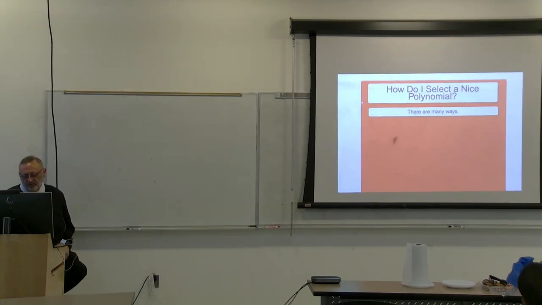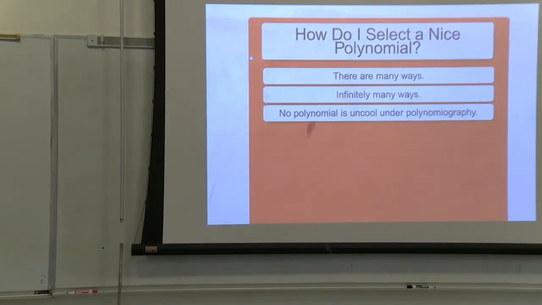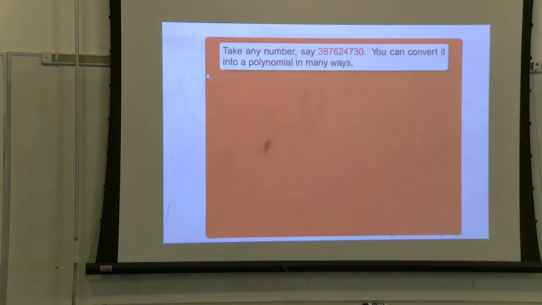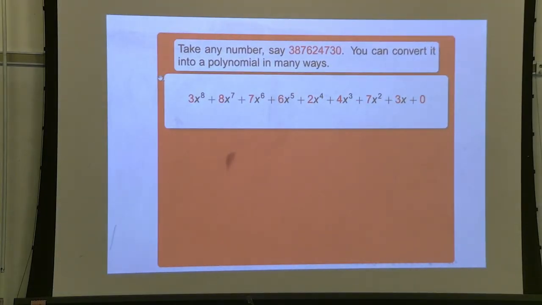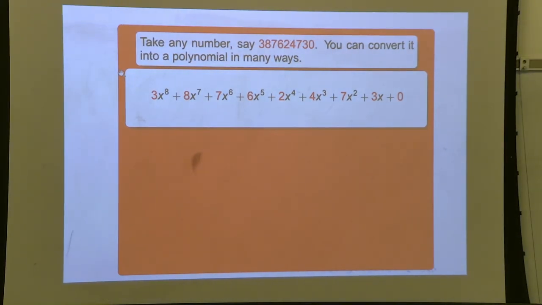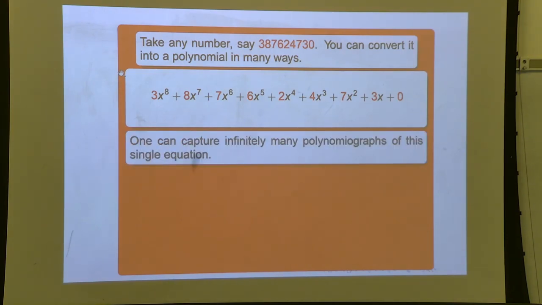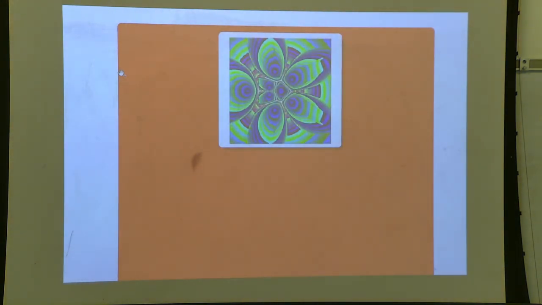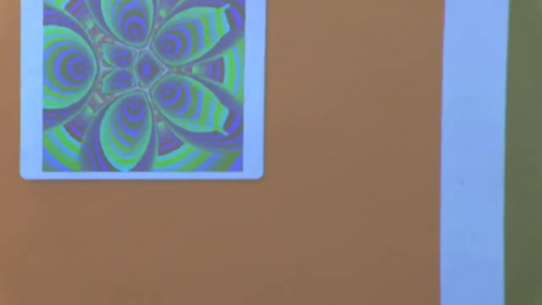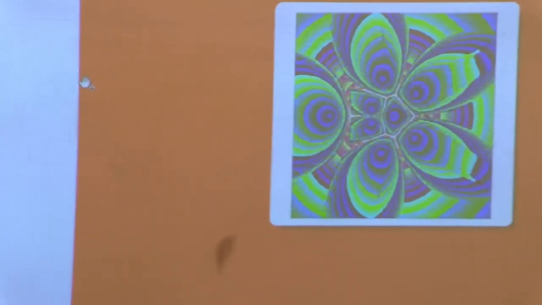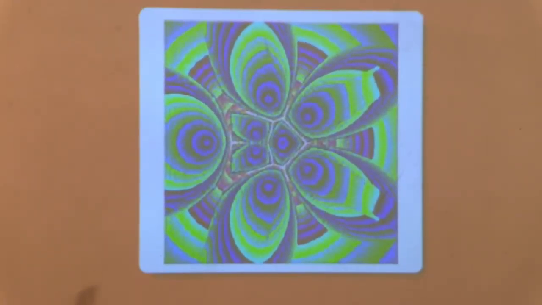So how do I select a nice polynomial? There are infinitely many ways. Really, every polynomial can be interesting. For instance, imagine you take your social security number. You can convert it into a polynomial. You see how? If you read from the right, zero, 3x, 7x squared, and so on. So I get a polynomial of degree 8. And I can convert this into polynomial graphs in many ways. This is one. Imagine that on your credit card there is an image like this, and you can have a device that reads it off. And you don't have to worry about somebody standing next to you reading your social security number.